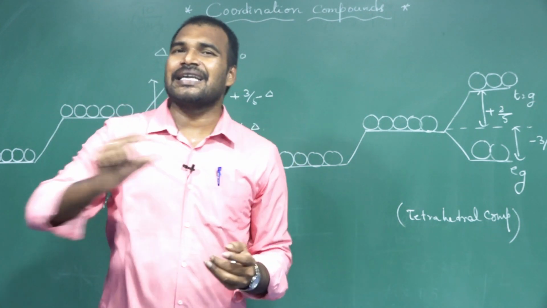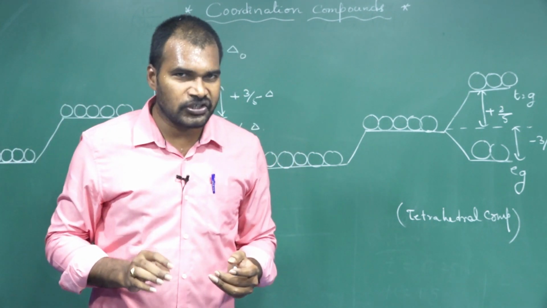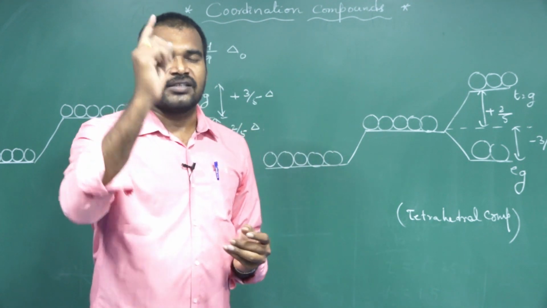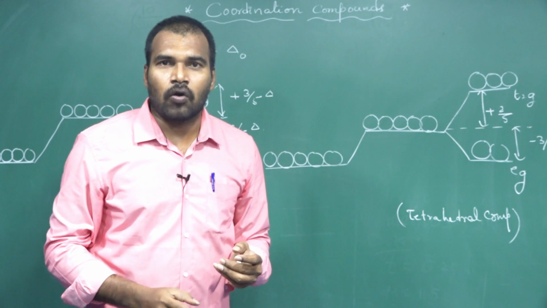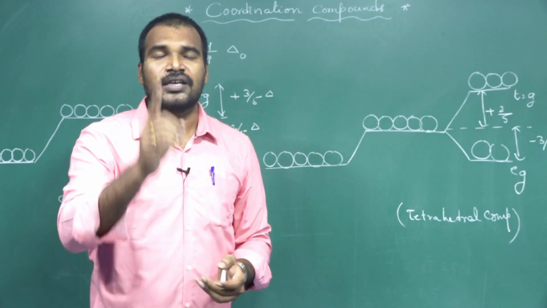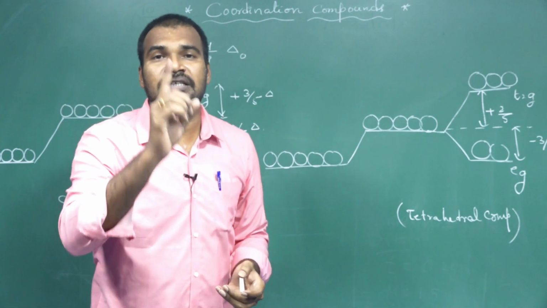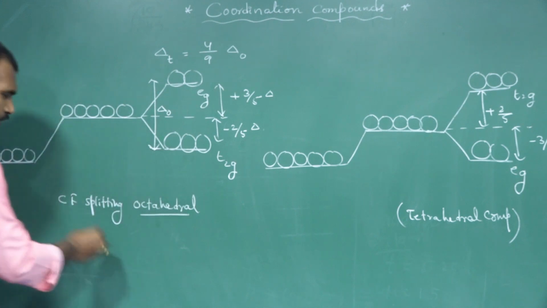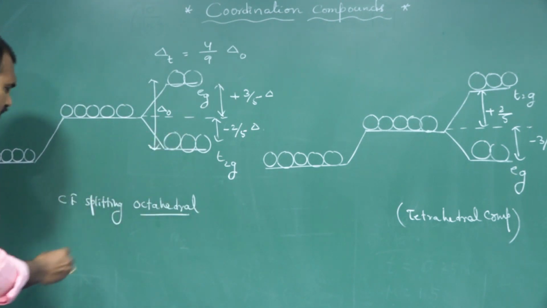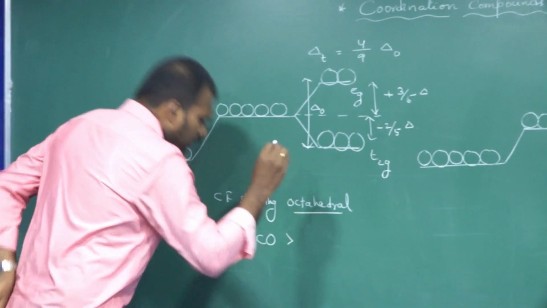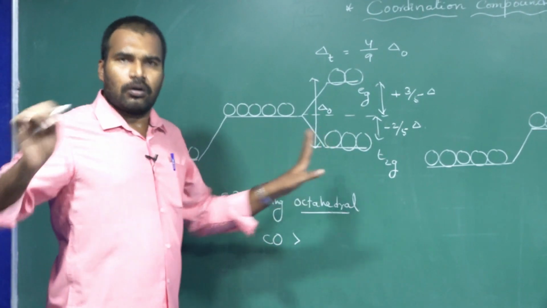Based upon the crystal field splitting energies, we arrange the known ligands in increasing or decreasing order of their crystal field splitting energy. This ascending or descending order of ligands on the basis of crystal field splitting energy is called the spectrochemical series. Here I am writing the spectrochemical series: CO, carbon monoxide, is the strongest ligand among all.